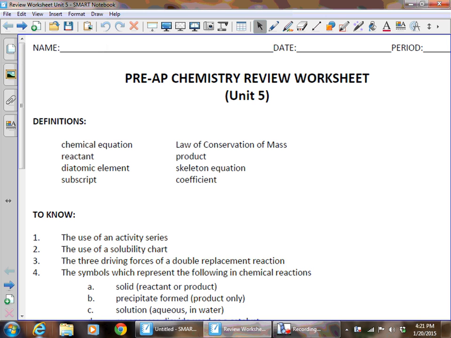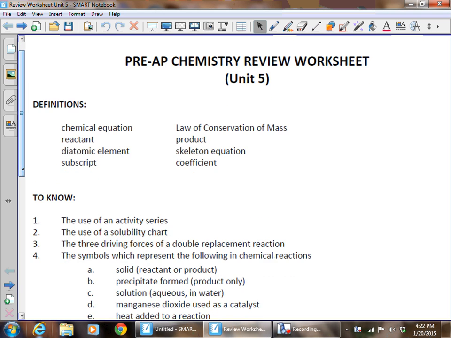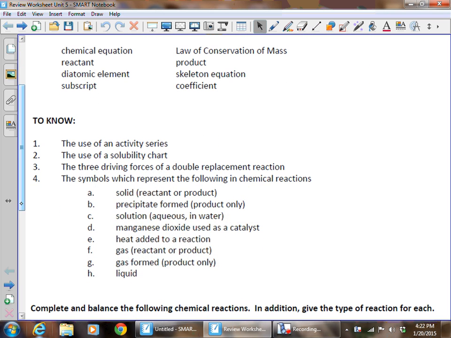So for our test over this unit, we're going to have 20 questions, and those 20 multiple choice questions are going to involve this first part of the review. Make sure that you do your definitions and that you study those because that will be part of the review. Also, make sure that you can use the activity series and the solubility chart.